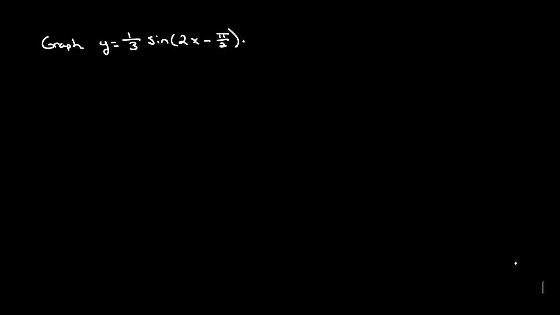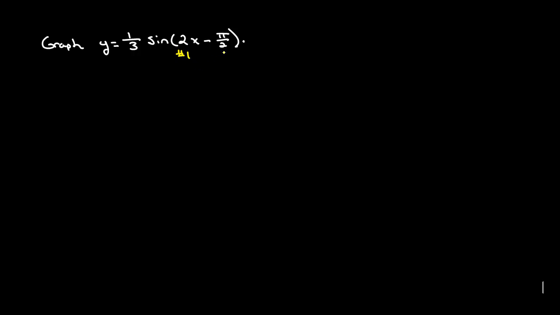Let's say you're asked to graph the equation y is equal to 1/3 sine of 2x minus pi over 2. In order to graph this out, we're going to take this piece by piece. We want to do it by hand, and we want to take the inside piece right here, because that's the part that happens to the x variable first. The first thing to happen to the x variable is the 2.